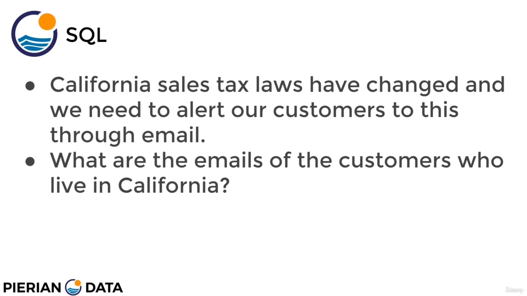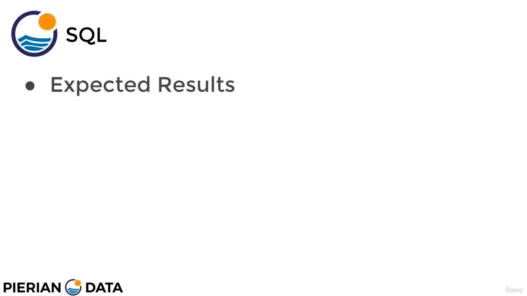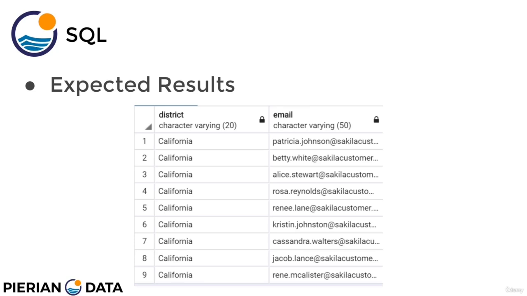So let's imagine that a California sales tax law has changed, and we need to alert our customers to this through email. So the question is, what are the emails of the customers who live in California? Okay, here are the expected results. So you should be able to view 9 customers that live in California, and these are the emails. You may not get them in this exact order depending on how you actually solve this problem.